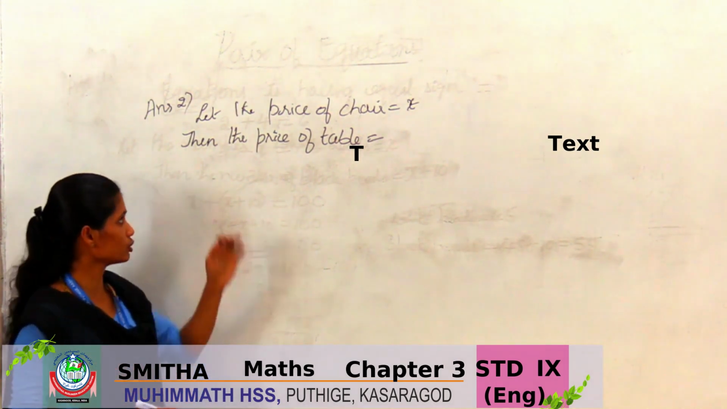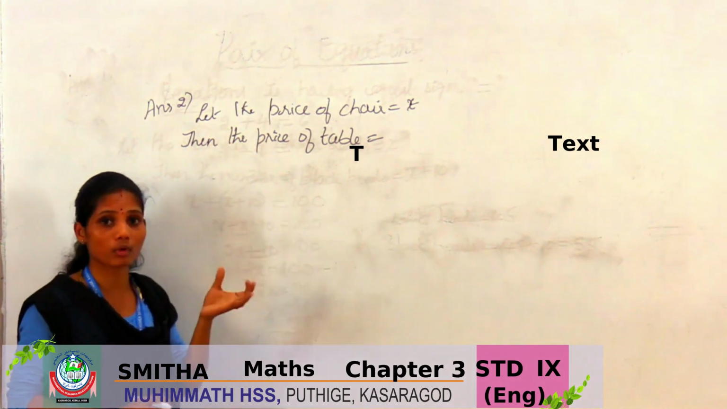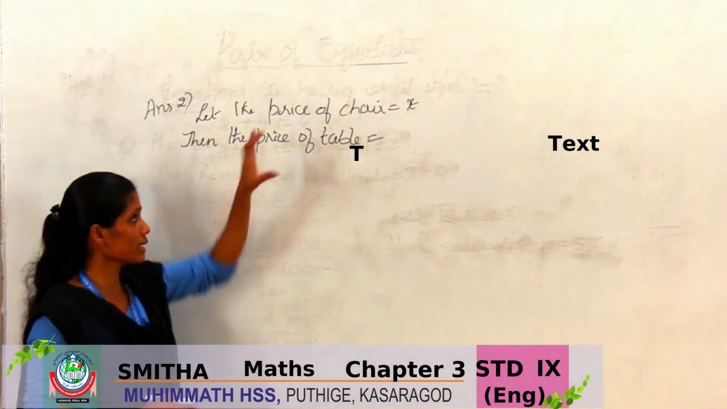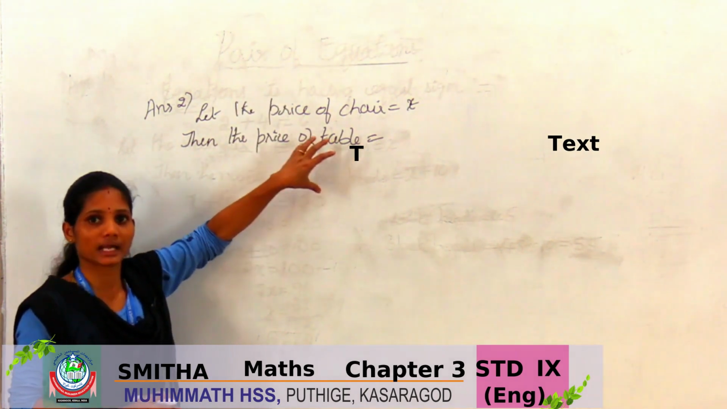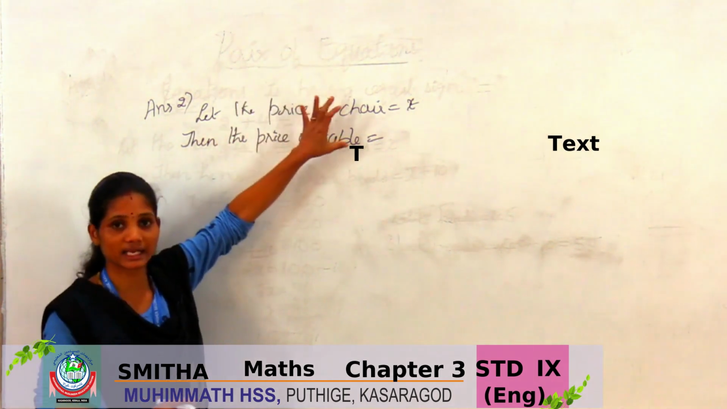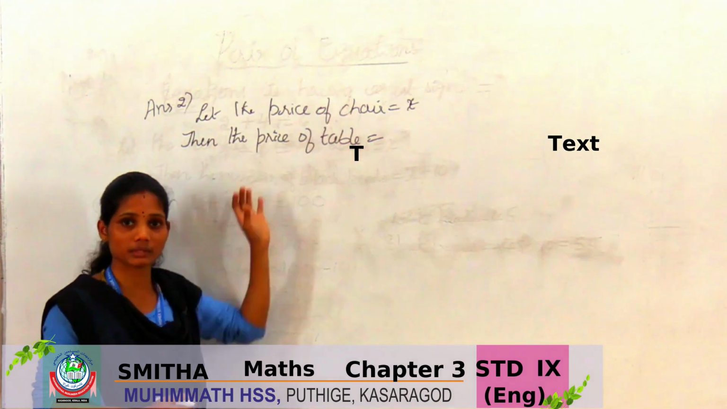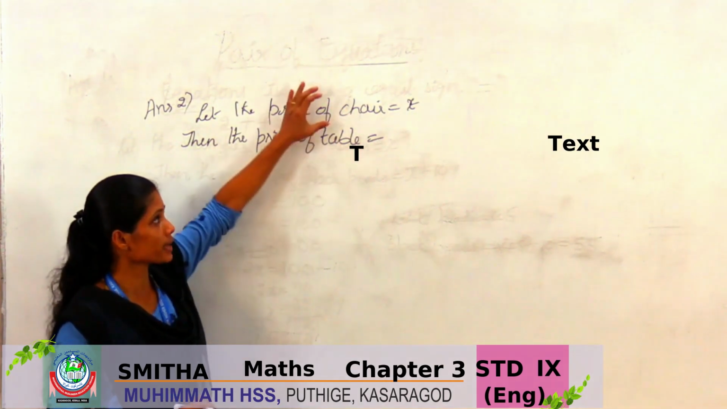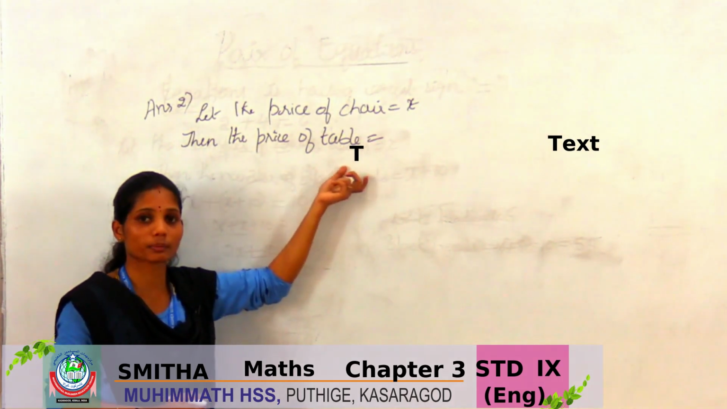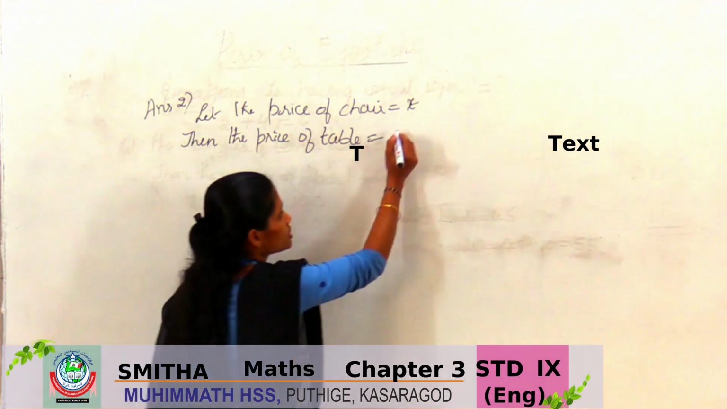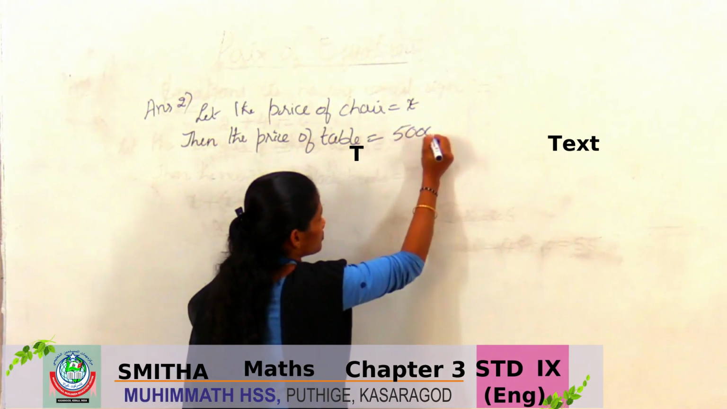Isn't it? Here also the total amount is 5,000. Total amount of table and chair together is 5,000. In that the price of the chair is x. From the 5,000 subtract x to get the price of the table. The price of the table becomes 5,000 minus x.